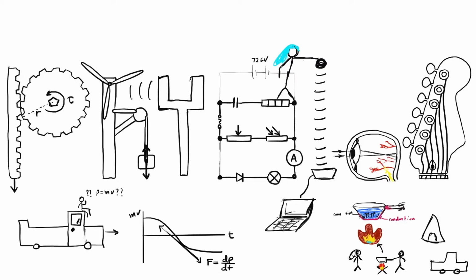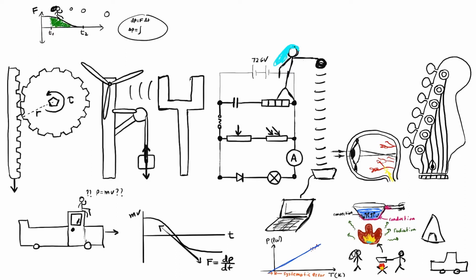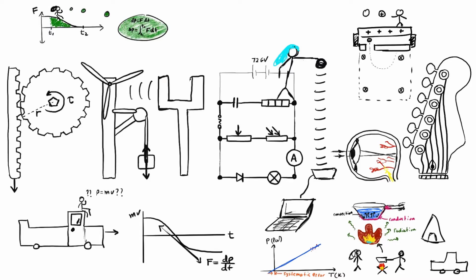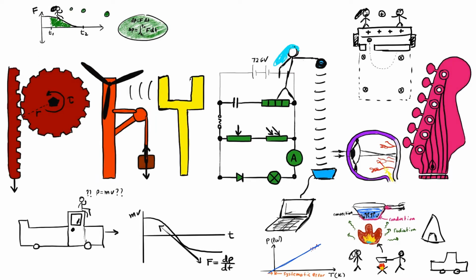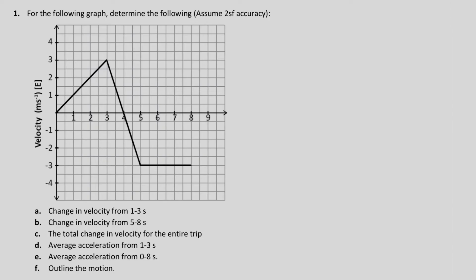Here we are going to do some practice questions on velocity-time and acceleration-time graphs and the information that we can extract from those. In the first question here, we are given a graph of velocity-time. So let's imagine that this is time in seconds, and we are asked to find a few sets of information. The first one is the change in velocity from 1 to 3 seconds.